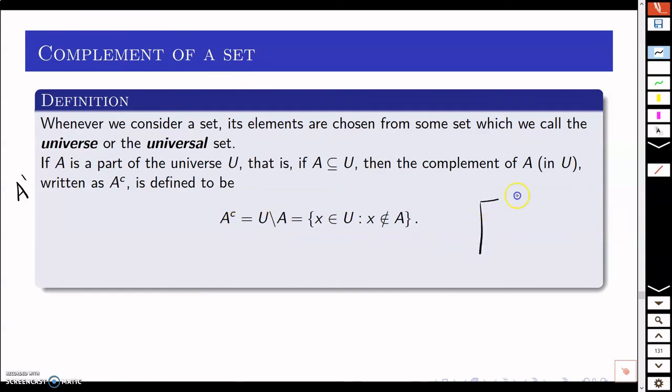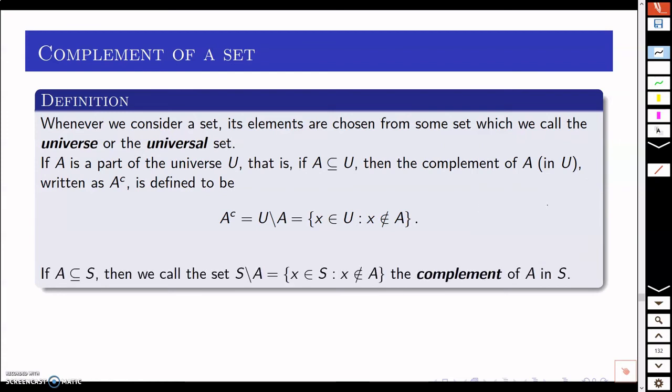So for example, if this is your universal set U, and this is the set A which I have, then what I'm shading here is the complement of A with respect to the universal set U. It is very important to specify with respect to what you are taking the complement. So the shaded part is the complement of A with respect to the universal set U.